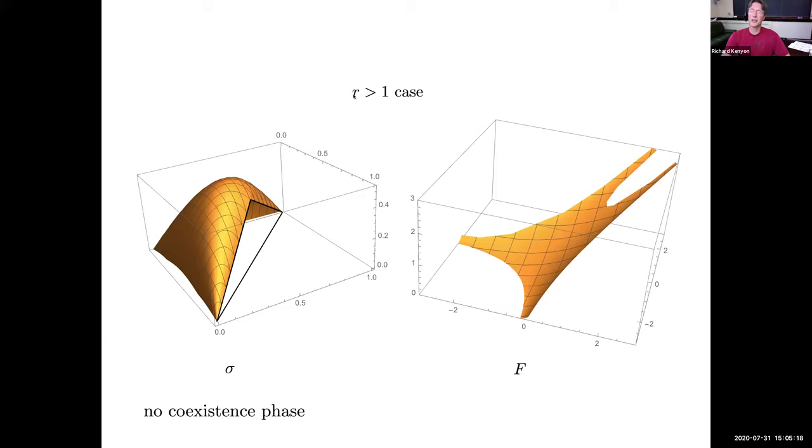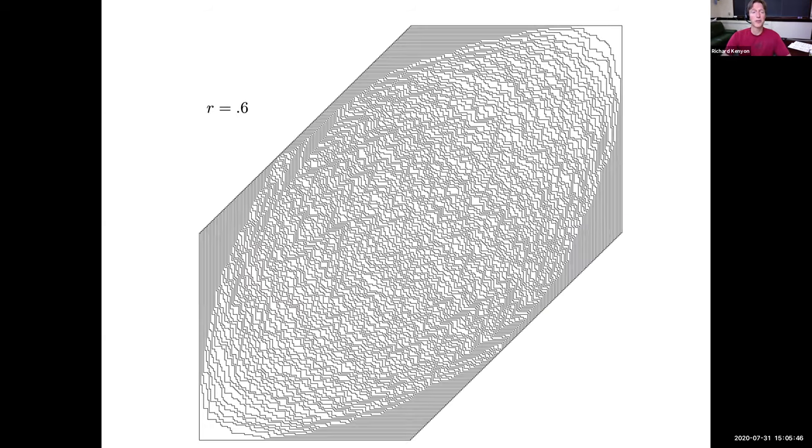In the case R is bigger than one, remember when R is bigger than one, the paths like to have lots of corners, then in fact there's no coexistence phase. The surface tension is defined and analytic on the whole triangle, but there's one interesting feature along the boundary there, which in terms of the free energy means that there's a funny double tentacled region here inside the free energy. Not so important. Let's look at a couple of simulations.